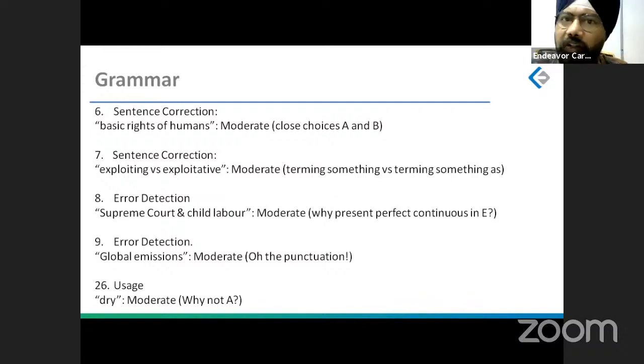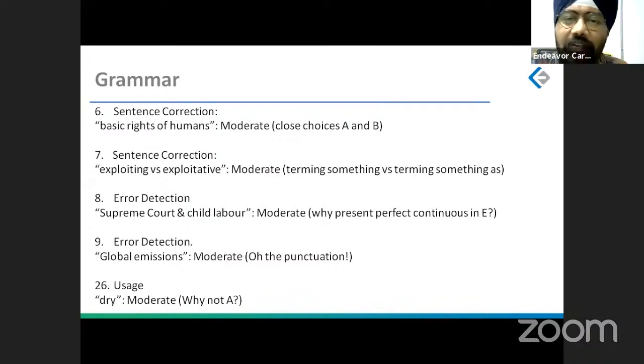Then you had 2 error detection questions. First was Supreme Court and child labor. And yes, when I read that question, even my first contention was, why is there a present perfect continuous? Have been pointing. Why is it there in E? And then I thought and I realized that it is not wrong. It might be there and it might seem awkward, but it is not wrong. It is just pinching me for no reason. So for the time spent on that question, I'm going to call it a moderate question.